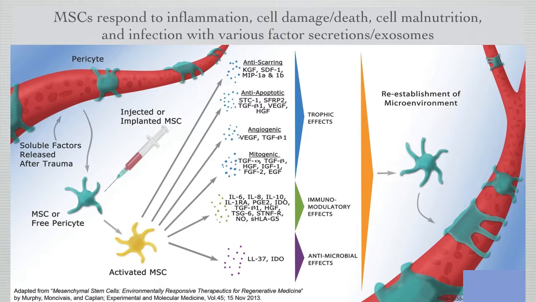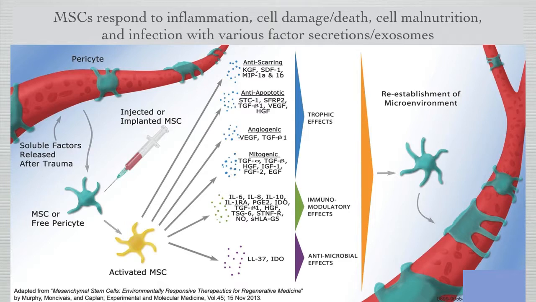Mesenchymal stem cells respond to inflammation, they respond to cell damage and death, they respond to cell malnutrition, and they respond to infection. And they respond by secreting various factors, exosomes and other proteins, either into the vascular environment or into the soft tissue extracellular environment. Once they are activated, or more commonly clinically, we aspirate these cells and then inject them in a separate location. They then respond to their local environment and produce many different factors that have a variety of effects, as you can see here in the middle of the slide.